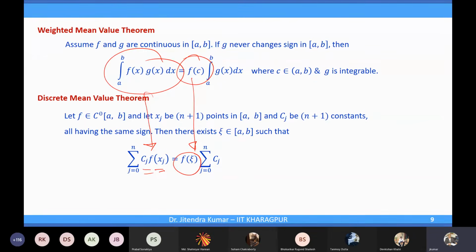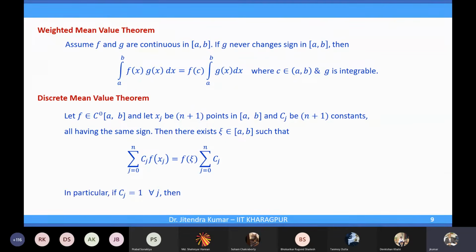So this is also the so-called discrete mean value theorem. And again, in particular, if your c_j is 1, then you are getting 1 over n plus 1, sum j from 0 to n. This is a mean again, right? When you have these n plus 1 points, you are summing all those and dividing by n plus 1, and we are saying that this is equal to some f at some ξ. So these are the two results.